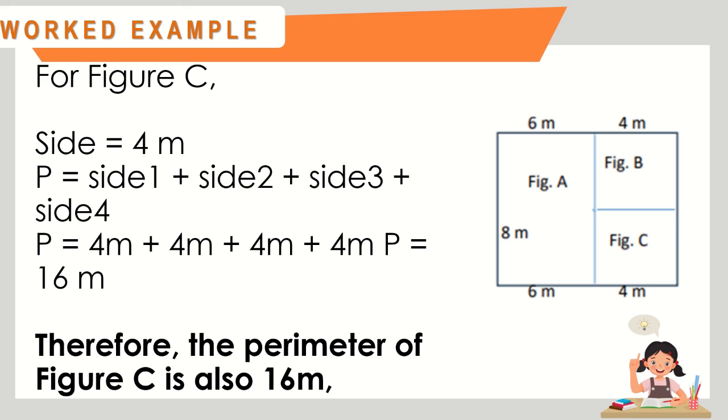For figure C, side is equal to 4 meters. P is equal to side 1 plus side 2 plus side 3 plus side 4. P is equal to 4 meters plus 4 meters plus 4 meters plus 4 meters. P is equal to 16 meters. Therefore, the perimeter of figure C is also 16 meters.